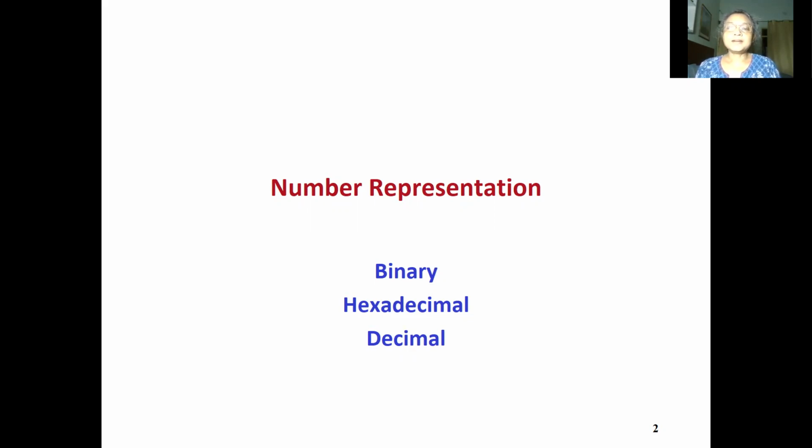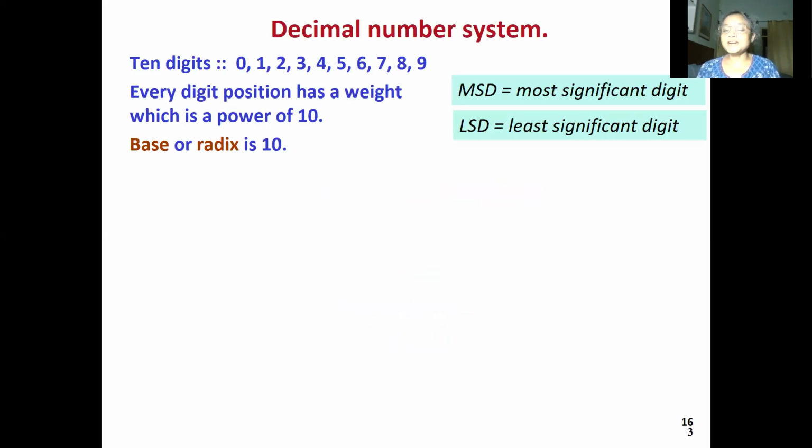And therefore, in a computer, we use the binary representation. The conventional representation that we use in our normal day-to-day life is the decimal representation. And the hexadecimal representation comprises 16 different digits, and it is a convenient way to represent binary numbers. So first, let us just revise what you have done in school. What is a decimal number system?